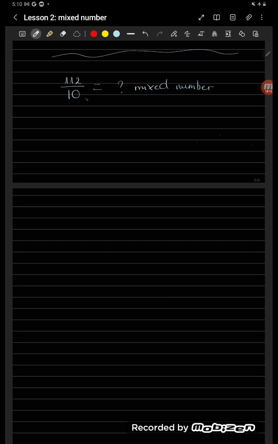The second condition is, are they prime numbers? It does not look like that, because you can see 112 ends with 2, so it can divide by 2 for sure. And 10 ends with 0, it also can divide by 2, right? So both 112 and 10 are not prime numbers. Okay, so we must simplify this fraction.